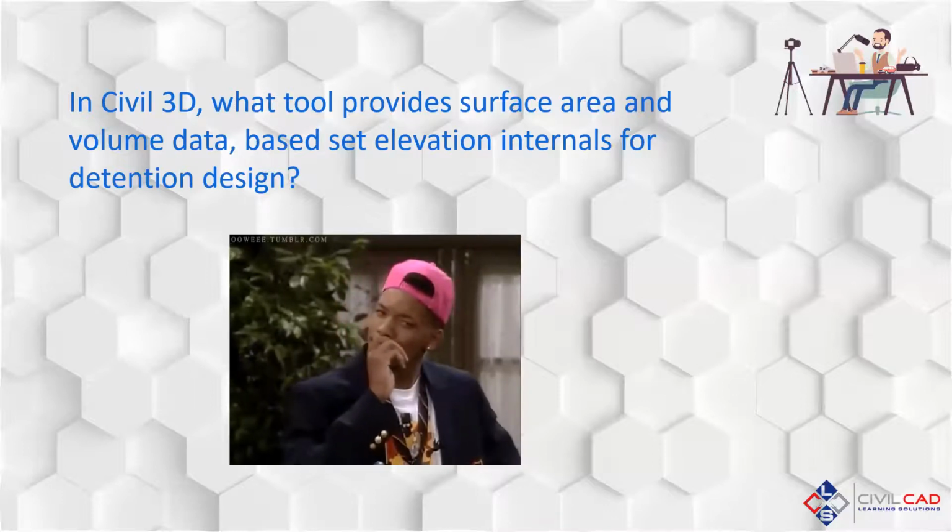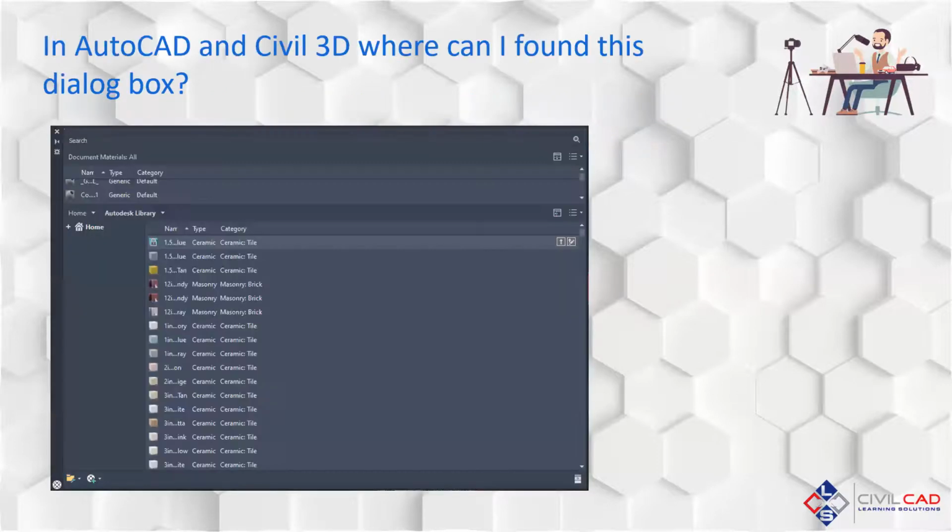All right, we're down to our last 2 or 3 here. In AutoCAD and Civil 3D, where can I find this dialog box? And I purposely erased the name of the dialog box. And what is the name of this dialog box? I'll give you an extra half point if you know what this is. The name of the dialog box. Where can I find it?